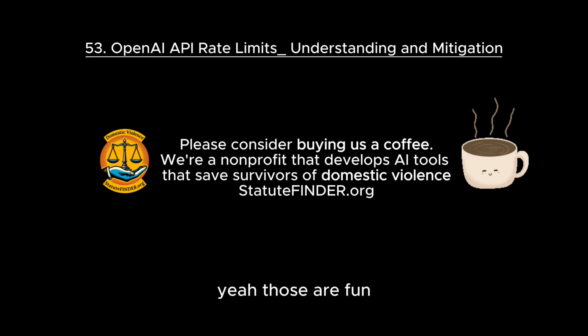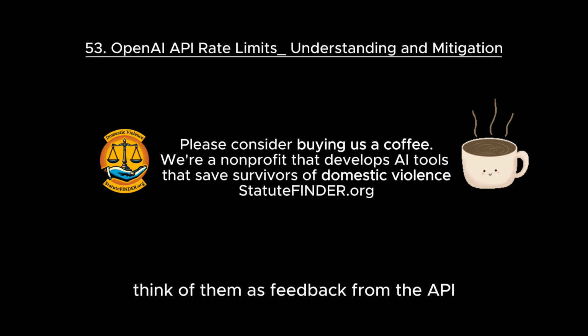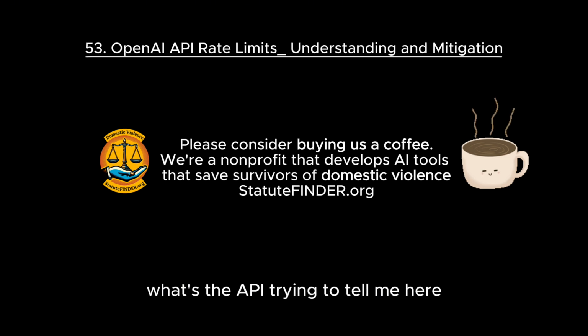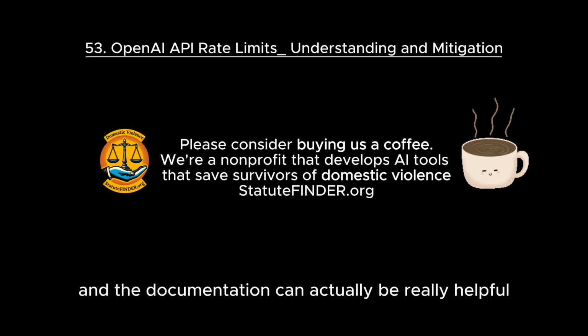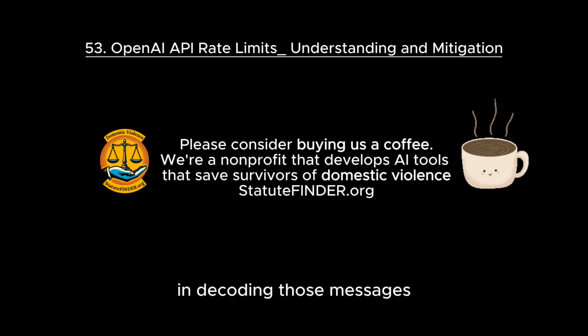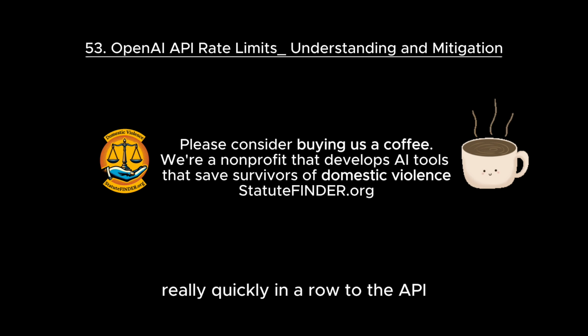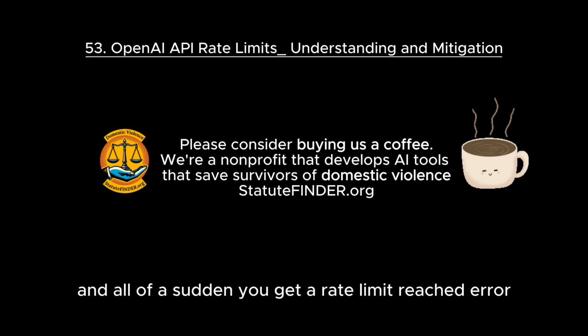Yeah, those are fun. But instead of getting frustrated, think of them as feedback from the API. So instead of saying, what am I doing wrong? I should be asking, what's the API trying to tell me here? Exactly. And the documentation can actually be really helpful in decoding those messages. Like, let's say you're making a bunch of requests really quickly in a row to the API, and all of a sudden you get a rate limit reached error.